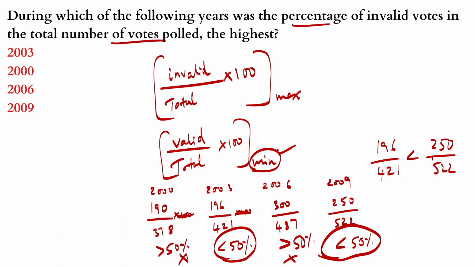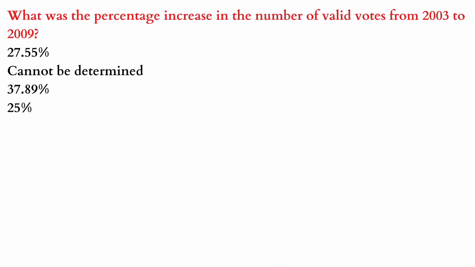You can multiply each and every fraction by 100, so you can get the lesser value. So this one is lesser than this one, so 2003 is our answer. The next question: what was the percentage increase in the number of valid votes from 2003 to 2009?